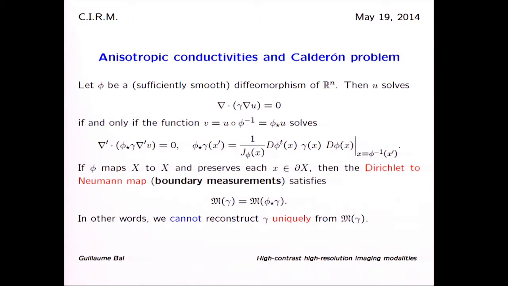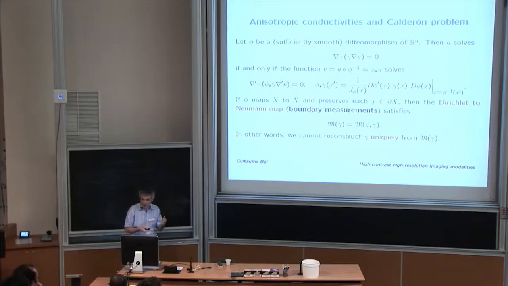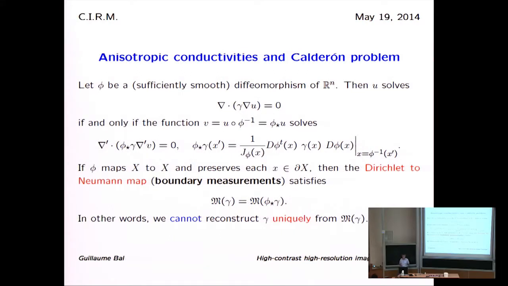For the Calderon problem, let's assume that we have a coefficient that is now anisotropic, gamma is anisotropic. We know that we cannot reconstruct such a coefficient. We can consider arbitrary changes of variables that preserve the boundary, each point at the boundary, and then we can push forward gamma according to that change of variable. Here's the explicit expression of that push forward. Then it turns out that the boundary measurements are the same for both conductivities. So there's a huge obstruction to reconstruction for the Calderon problem from boundary measurements.